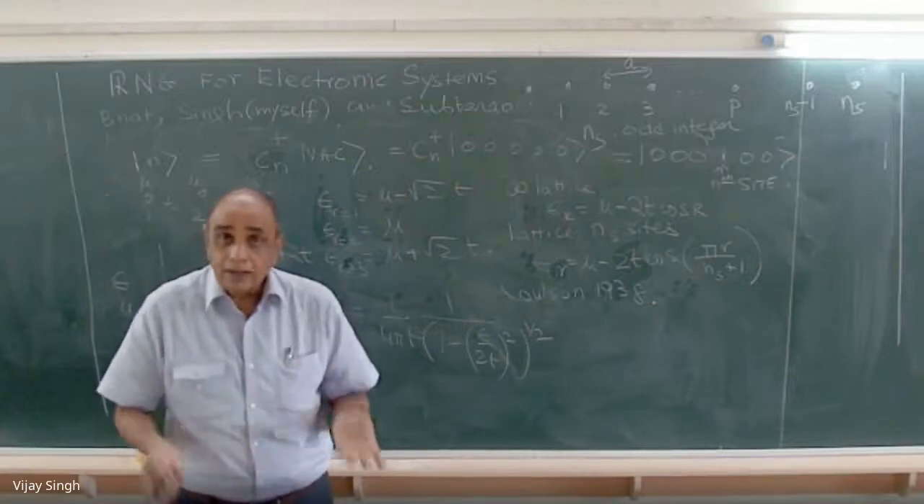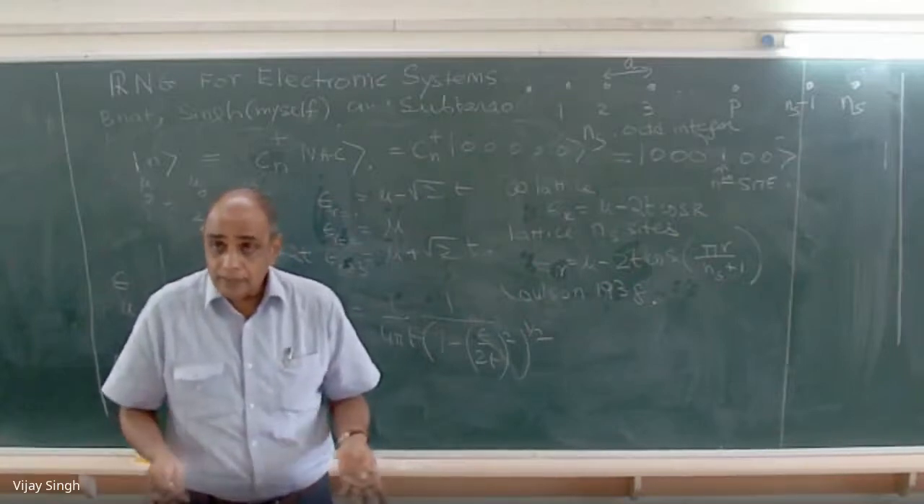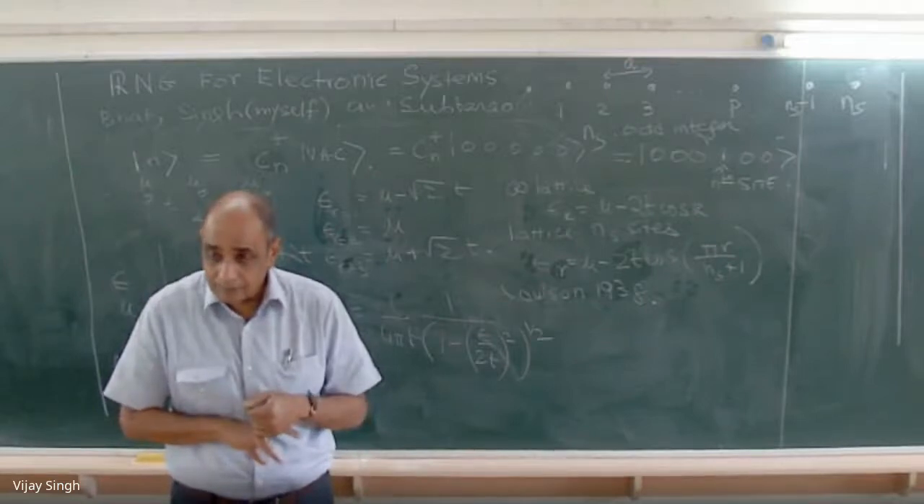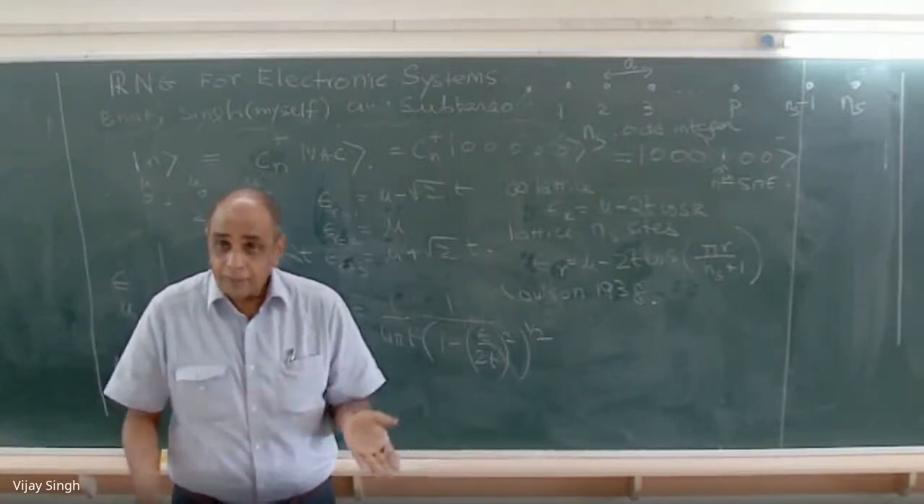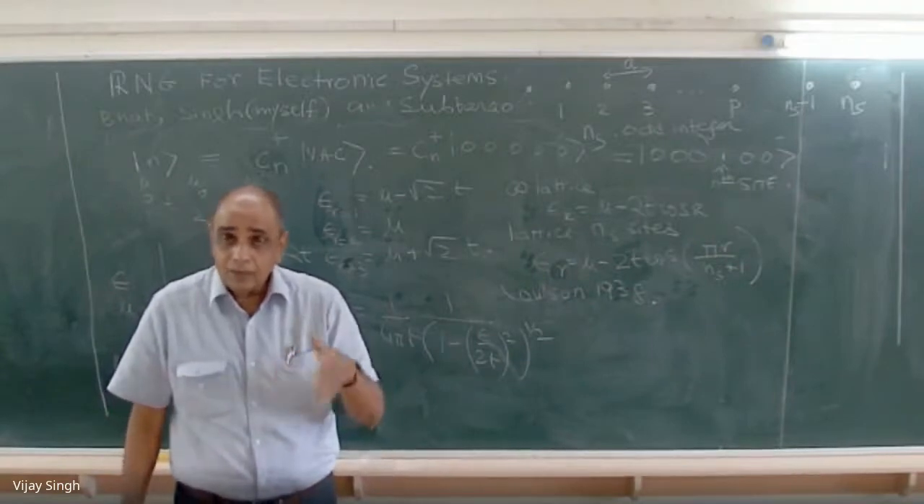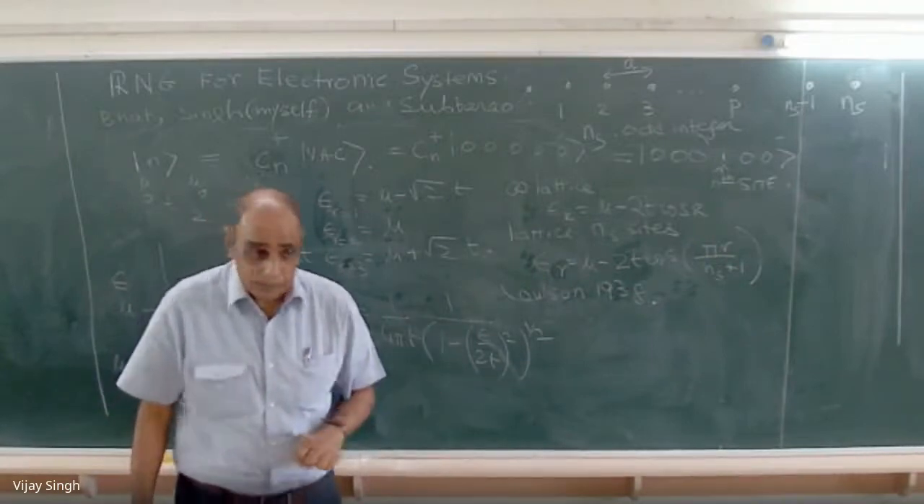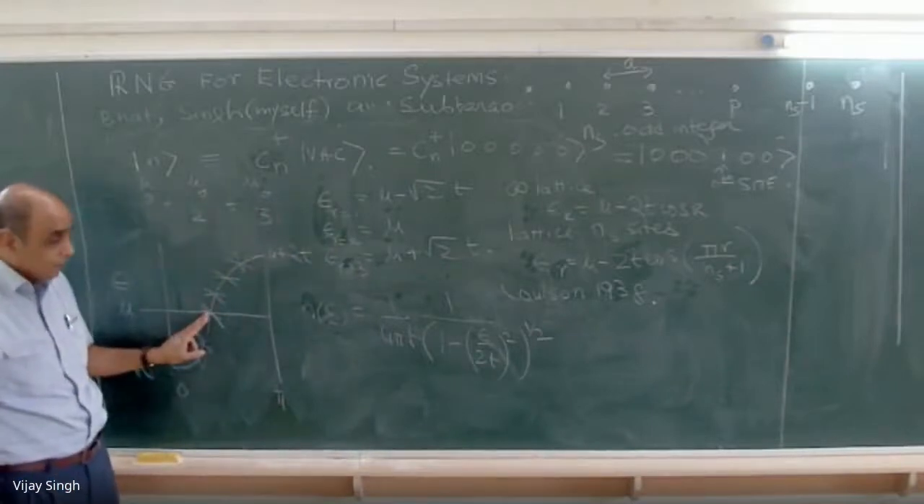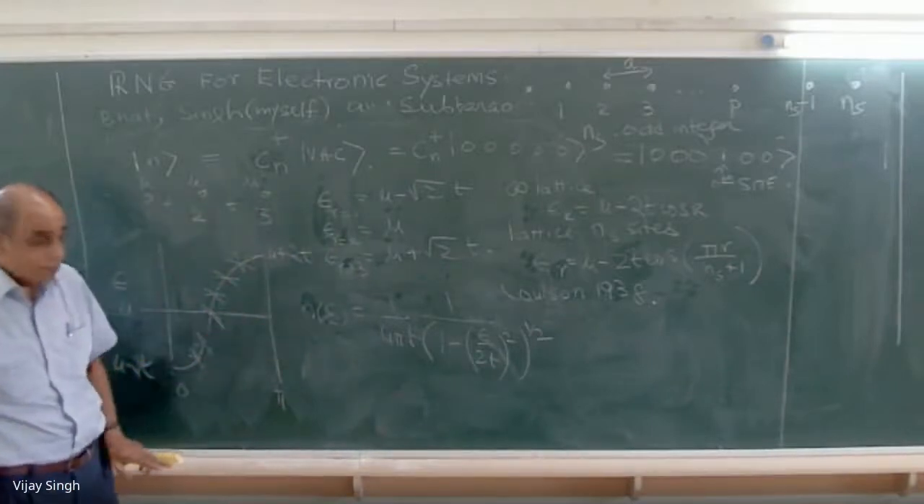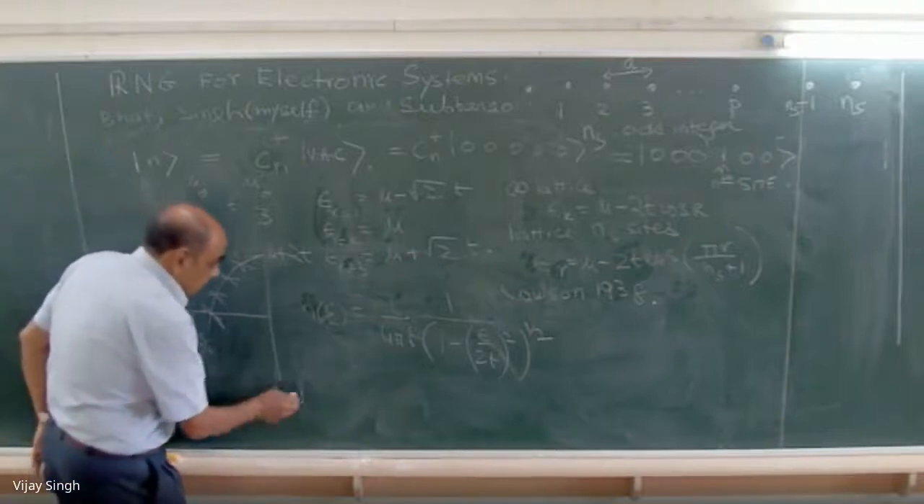Then you say, what is the kind of filling? How many electrons are there in the system? So I say, okay, there are in half filling. That is, on an average, there is one electron in each atom. So if it is half filled, it will be filling from here to here. So for a half filling, what should I have to do? I have to take this.